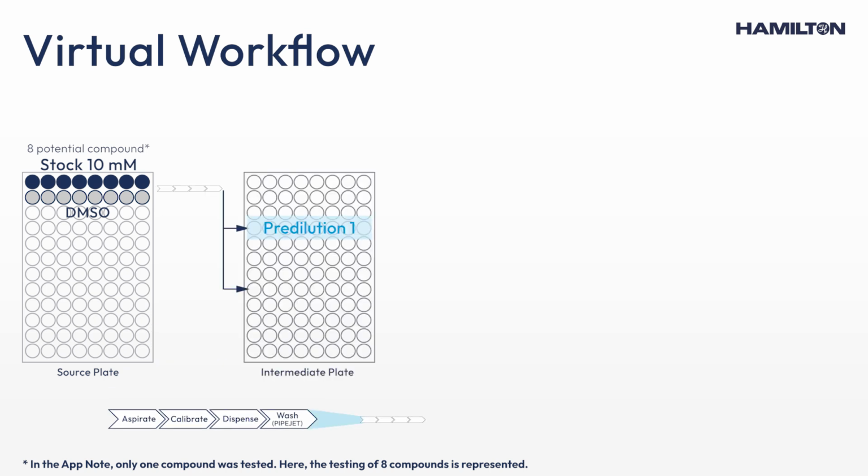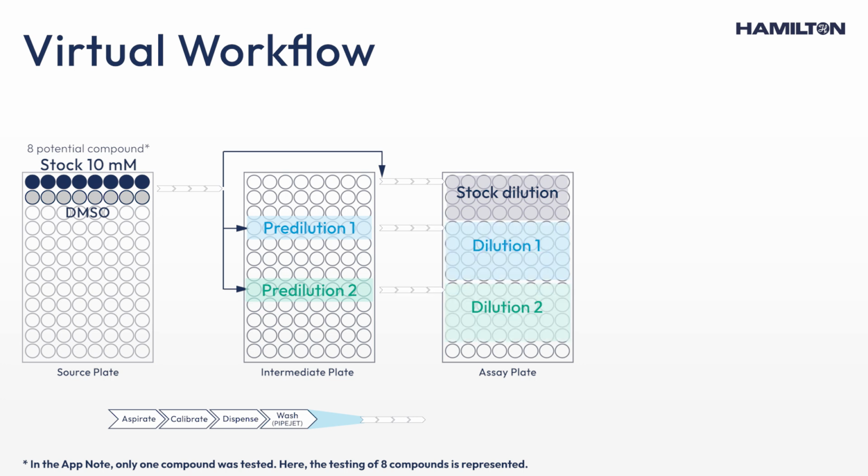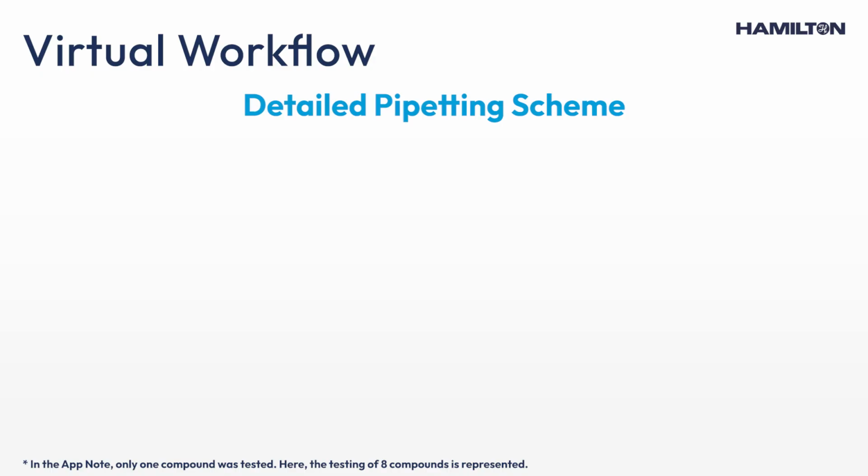First, predilutions 1 and 2 are prepared with DMSO in the intermediate plate. Second, the high concentration part of the curve is prepared directly from the stock compounds in the source plate. Finally, dilutions 1 and 2 are prepared using the corresponding predilutions in the intermediate plate. Let's take a detailed look at the pipetting scheme.